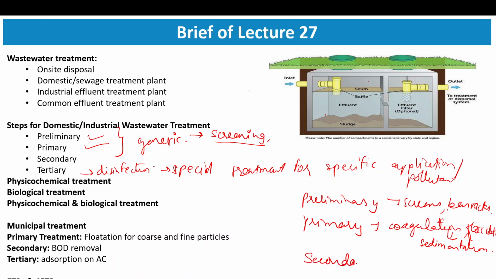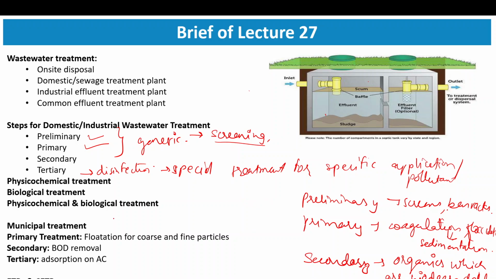Then the secondary process allows the biodegradable organics to be removed. Both industries and domestic sewage have biodegradable organics, so for that we use the secondary process. There could be multiple types of processes in that also, which we will discuss in detail.